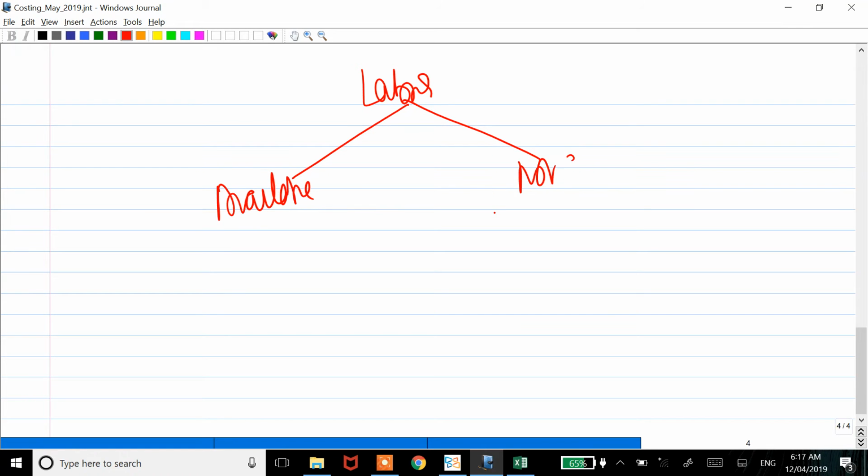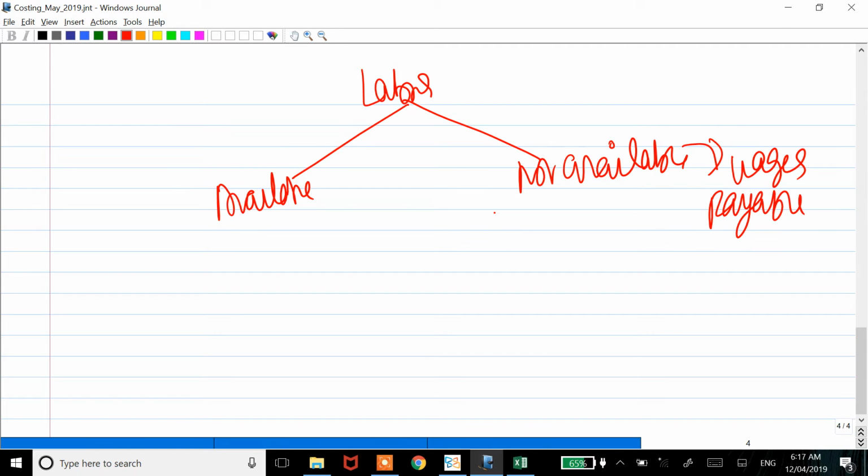Then comes labor. First question remains the same. Labor available, not available. Whether the labor is available or not available. If not available, the problem ends there. You recruit them. So wages payable is the relevant cost. If you don't have them, recruit them and pay them wages. So if it's technically not available, it means replacement cost. Replacement cost is basically you will have to recruit them and pay them wages.